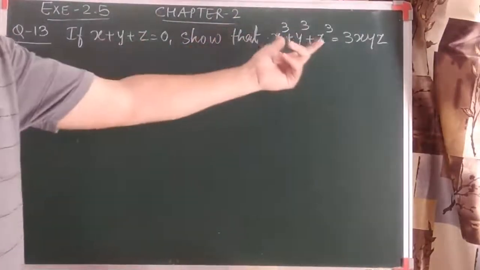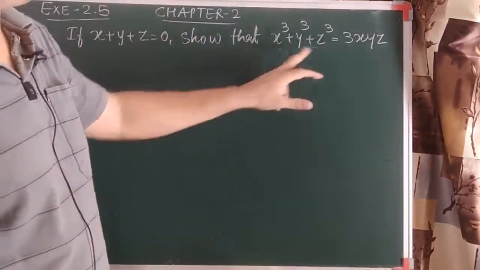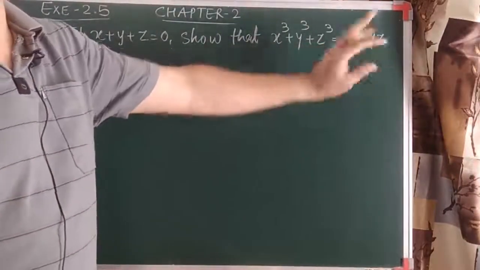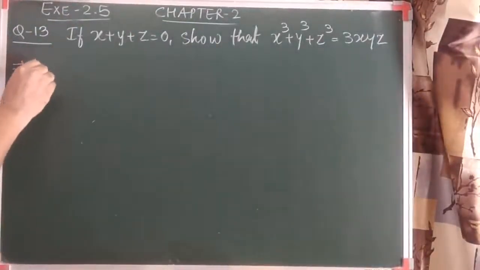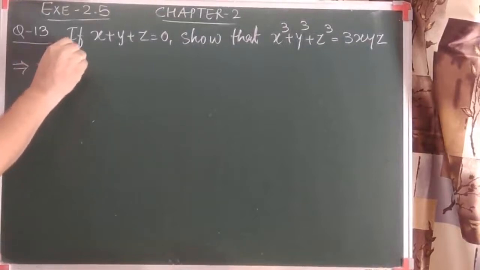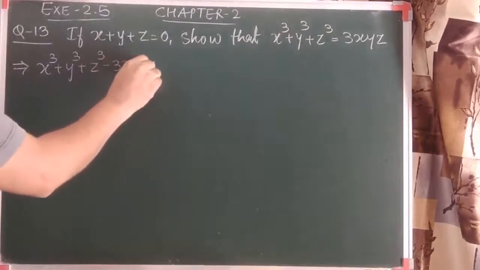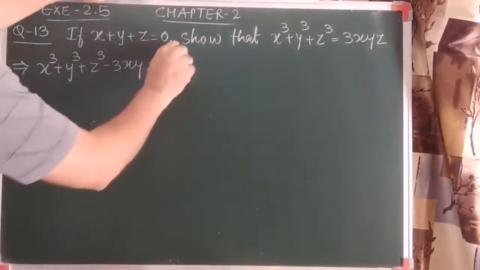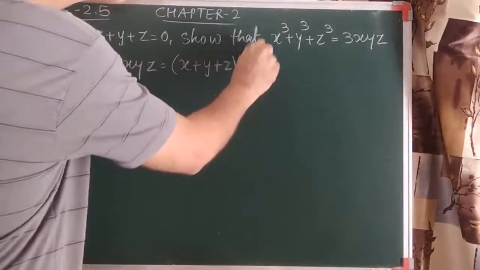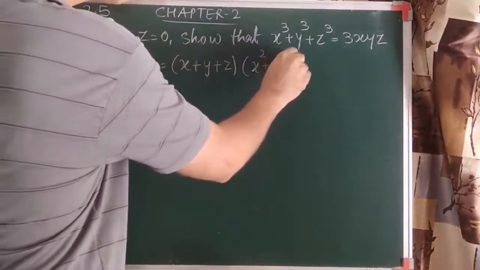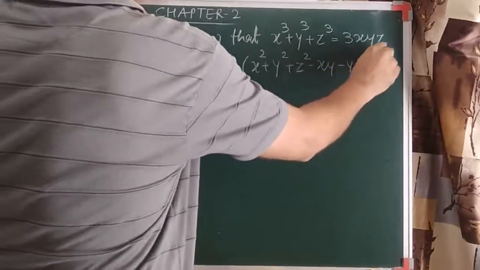So now this is also one kind of formula we will obtain. So if it is minus here, x cube plus y cube plus z cube minus 3xyz, we know the formula. So let us use the same formula. I'll write the formula of x cube plus y cube plus z cube minus 3xyz. This is one of the identities we just discussed. So that is x plus y plus z, x square plus y square plus z square minus xy minus yz minus zx.